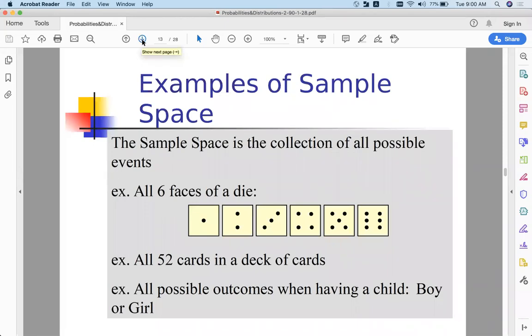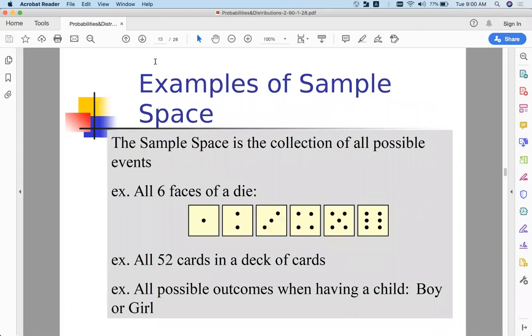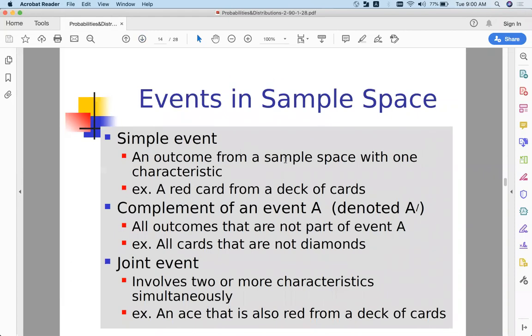Once you keep practicing, you don't worry. The sample space of a die is this. A deck of cards is 52. If you're having a child, then it is boy or girl. Now, this is what I was explaining. A simple event is basically an outcome from a sample space with one characteristic. The characteristic here is color, a red card from a deck of cards.